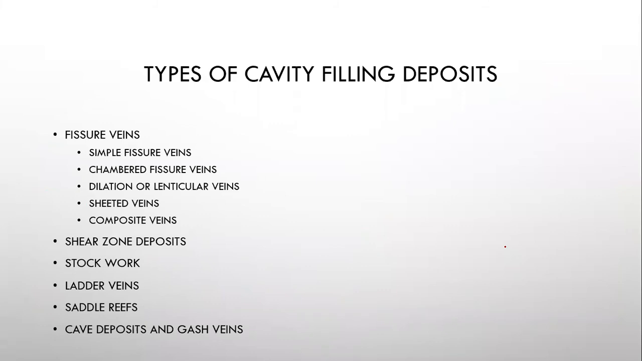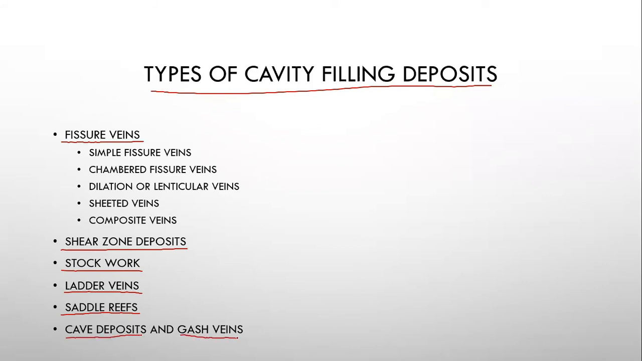Now there are some types of cavity filling deposits. Mainly there are fissure veins, because obviously cavity filling deposits are formed in openings that may be cracks or veins. So there are types based on that only: fissure veins, shear zone deposits, stockwork, ladder veins, saddle reefs, cave deposits or gas deposits. One by one we'll discuss. First we'll discuss fissure veins.